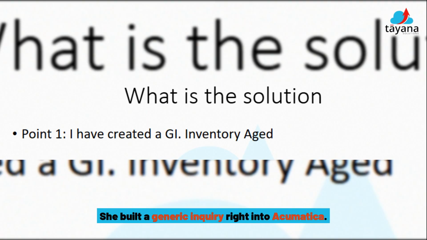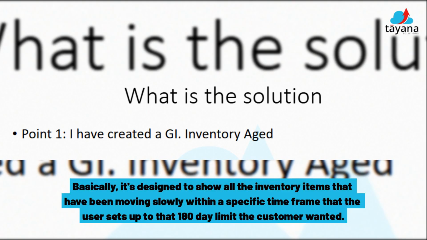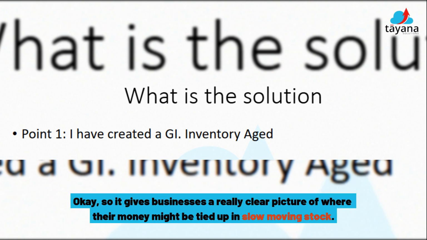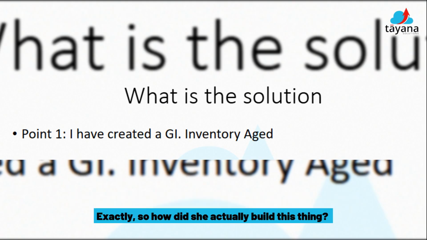She built a generic inquiry right into Acumatica. She called it inventory aged, which is pretty straightforward. Basically, it's designed to show all the inventory items that have been moving slowly within a specific time frame that the user sets, up to that 180-day limit the customer wanted. Okay, so it gives businesses a really clear picture of where their money might be tied up in slow-moving stock.